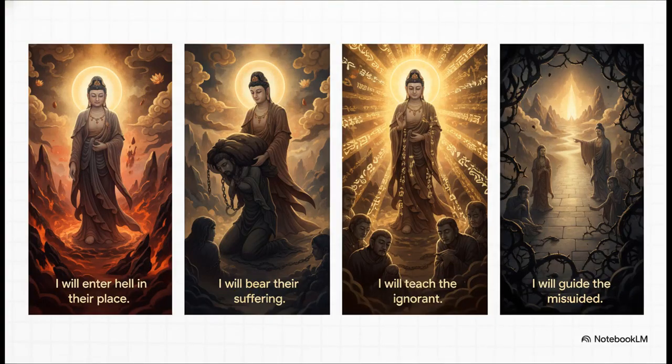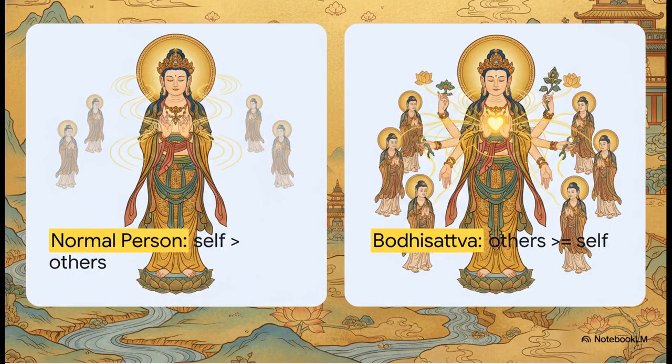And you can see just how radical this commitment is when you look at what they call the extreme vows. We're talking about pledging to literally go to hell in someone else's place, to take on their suffering as your own, to teach those who are ignorant and guide those with the wrong ideas. It is an absolute all-in dedication to shouldering the burdens of the world. What we're looking at here is a total system reboot of your personal logic. Think about it. For most of us, our default programming is self is greater than others, right? Me first. The Bodhisattva comes in and completely rewrites that code to others are greater than or equal to self. It's a complete inversion of how we're normally wired.